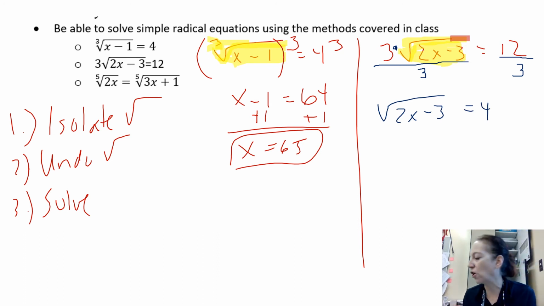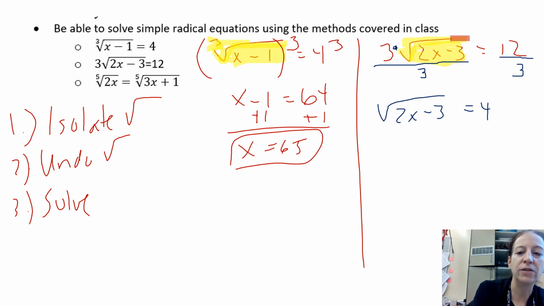You will also see problems that involve adding or subtracting the same thing to both sides. So make sure that you review the homework and the classwork and the examples to make sure you know what that looks like. Now we'll undo the radical.